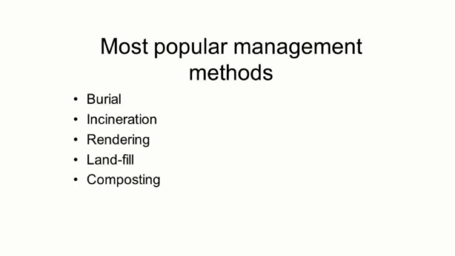So let's talk about methods of mortality management. I've listed here the 5 most popular. States may allow for other methods, and I'll allude to that a little bit later. But these are the 5 most popular: burial, incineration, rendering, landfill, and composting. In some states, burial and landfill are addressed together, a state considering landfill a form of burial. In the state of Michigan, burial and landfill are described in the rules as separate management methods.